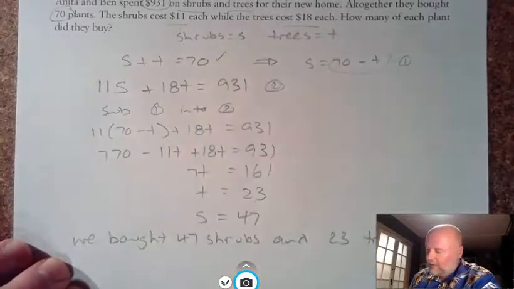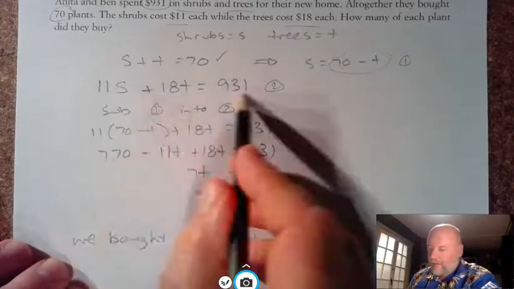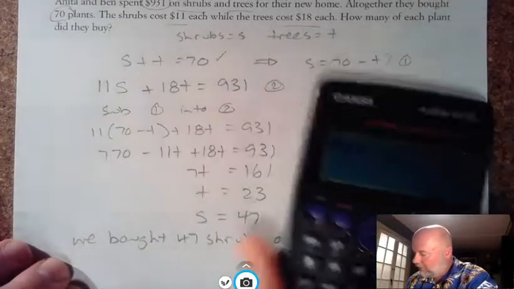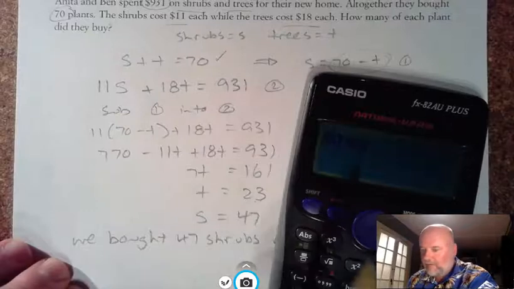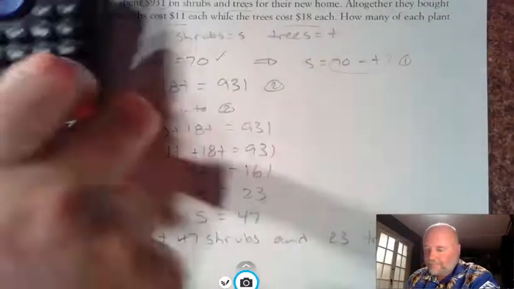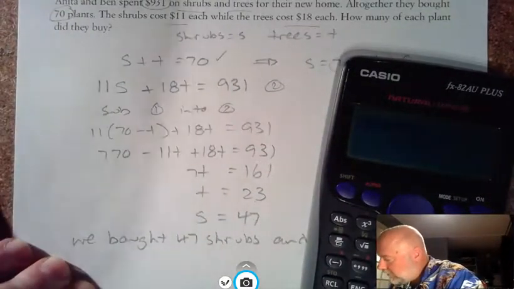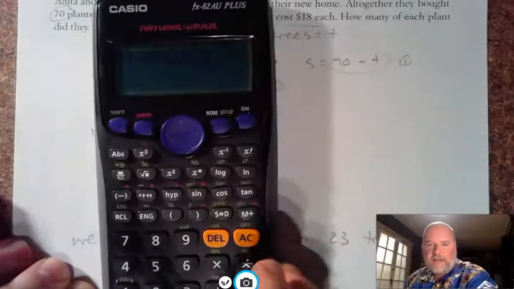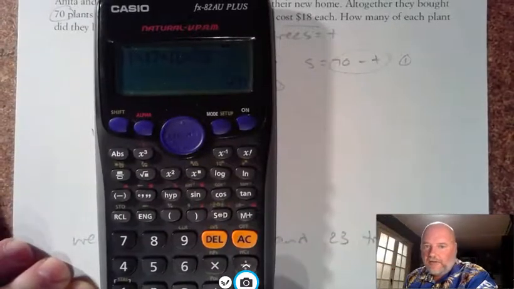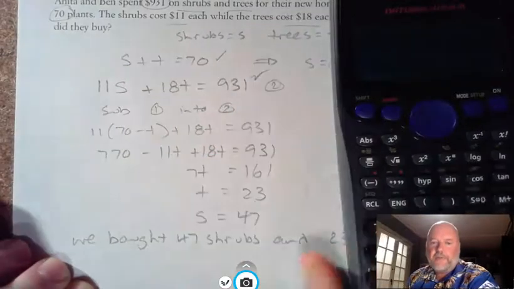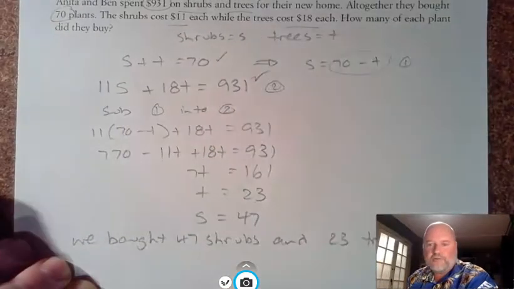Let's just see if these two amounts, the trees and shrubs we bought, satisfies this cost one. So it's 11 times 47, because we had 47 shrubs, plus, sorry, I'm just trying to do it on a calculator, 18 times 23. If you do that on your calculator and press equals, you should get the cost of $931. Okay, so you know you've got it right because we've checked that both of those equations still hold true.